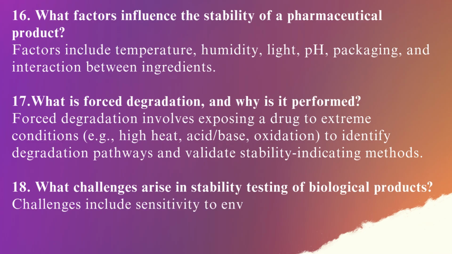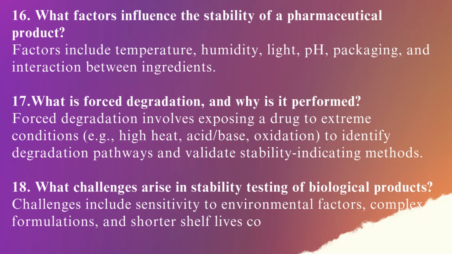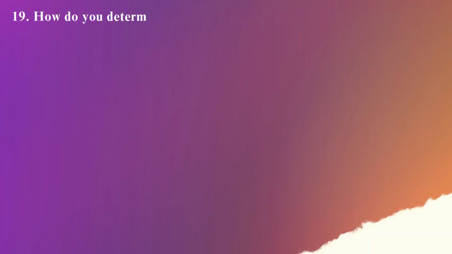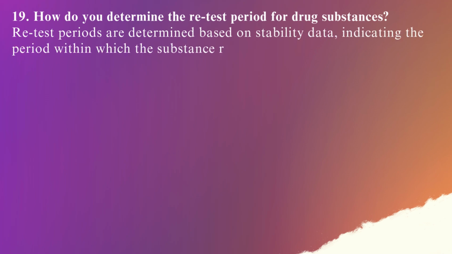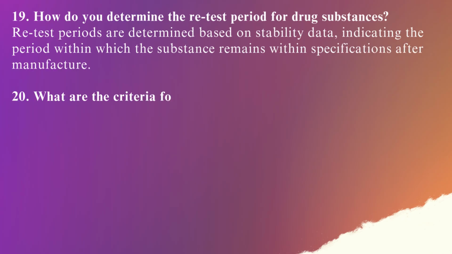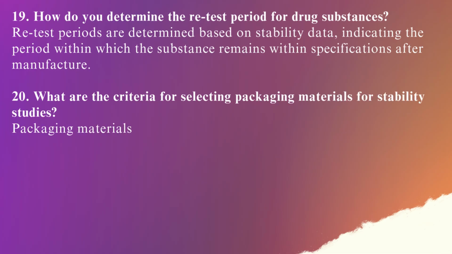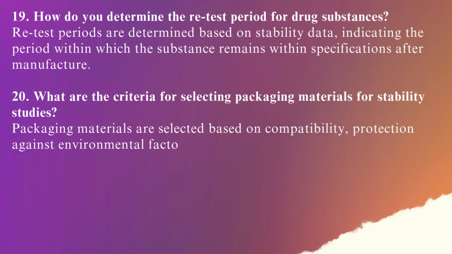What challenges arise in stability testing of biological products? Challenges include sensitivity to environmental factors, complex formulations, and shorter shelf lives compared to small molecules. How do you determine the retest period for drug substances? Retest periods are determined based on stability data, indicating the period within which the substance remains within specifications after manufacture. What are the criteria for selecting packaging materials for stability studies? Packaging materials are selected based on compatibility, protection against environmental factors, and regulatory requirements.